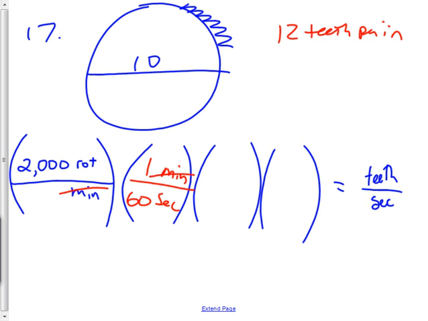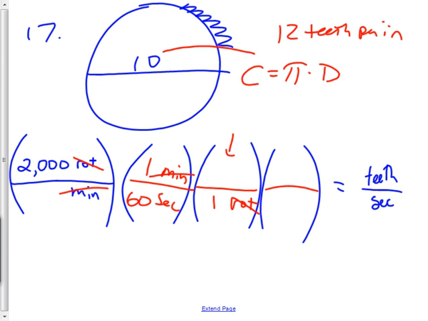You see how I want teeth per second? So clearly I need to get rotations to cancel, so I'm going to put them down here. That way rotations will cancel. What do I know about a rotation? One rotation is equal to a circumference, right? So if I only knew the circumference of this, but I can figure out the circumference. Circumference is pi times diameter. Once you know what that is from sticking numbers in here, you'll be able to tell what the circumference is, and you put that here, and then you multiply by one last fraction. I'm not going to tell you the whole thing. At least I got it started for you.